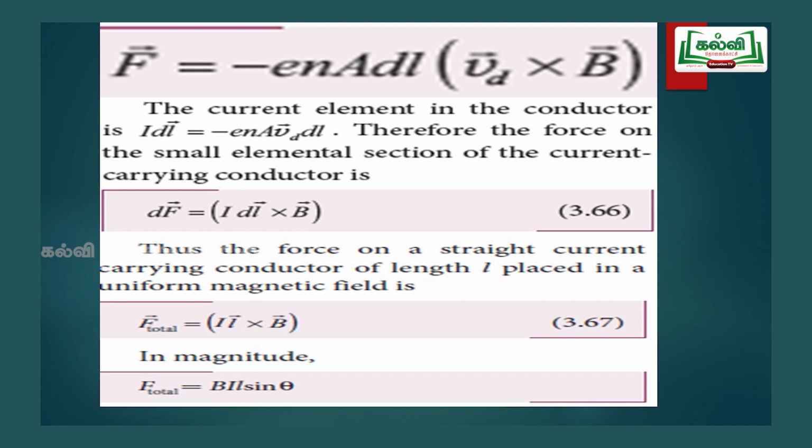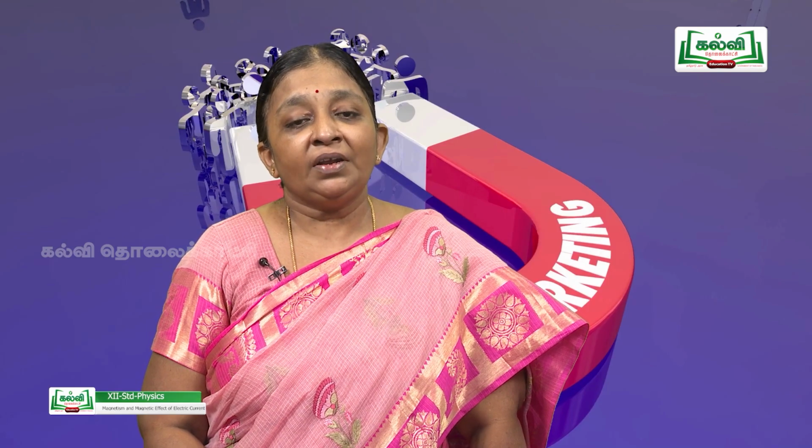So what we have done is we have calculated for the total charges. Now dl we know the value, therefore the force on the small section of the current carrying conductor, that we have to write as an equation. Now we bring it to the formula F is equal to I into L cross B. So this is written in vector form. So this will carry marks.